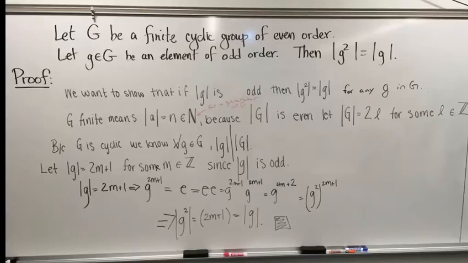So your goal here was to show that if we have a finite cyclic group that has an even order, and I pick an element of that group whose order is odd, then the order of that element is the same as the order of its square. The order of g squared is the same as the order of g.